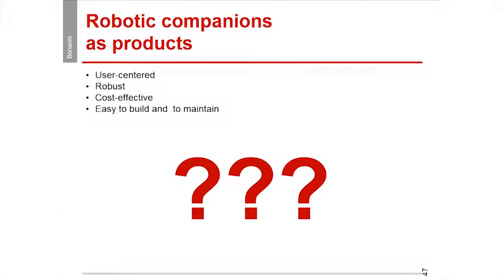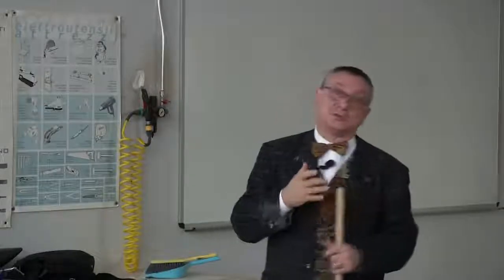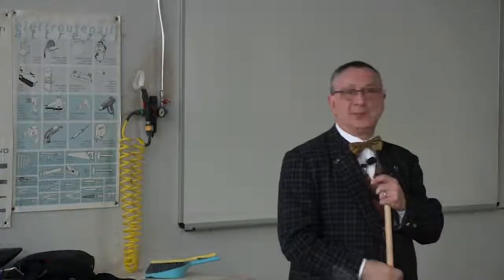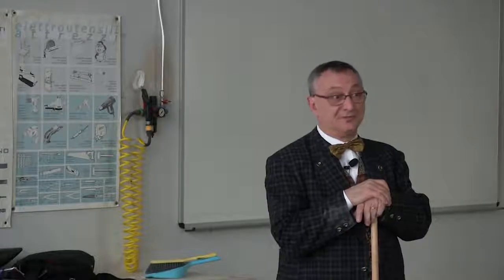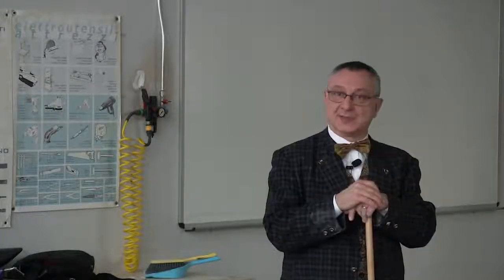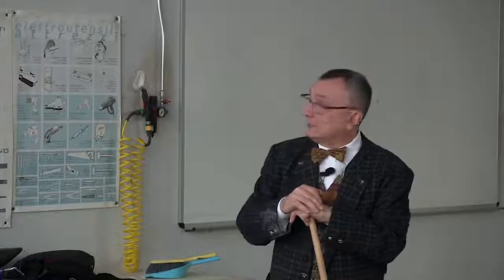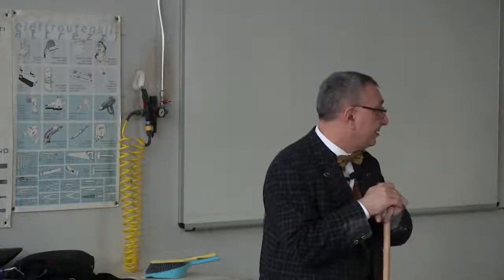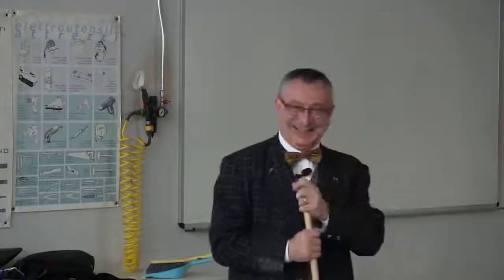Okay, so at the end, these are robotic companions. If they are products, they have to be designed for the user, being robust, cost-effective, and this is very important, easy to build and maintain. And how to do this kind of thing, we will see a little bit in this course. So we will try to do something following these principles. So that's all for this presentation.